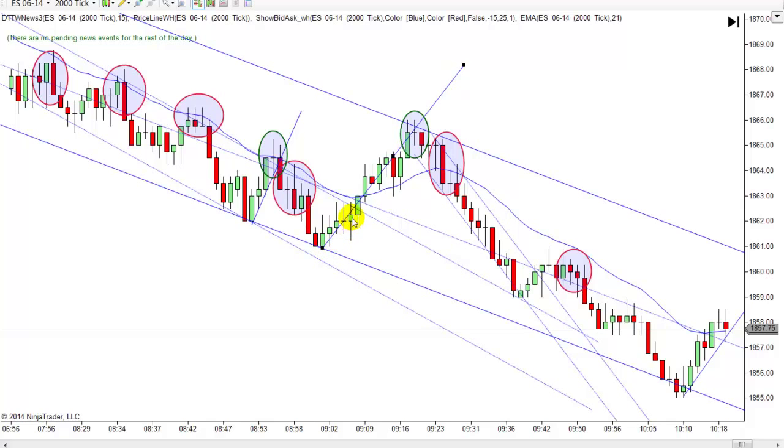But you can see this move up, and we got a break here. This was a little bit of a break, but it didn't really close outside, it really closed right back on the line. And this was the first close we had out and moved to a new high. So an aggressive trader probably would have gone short there.